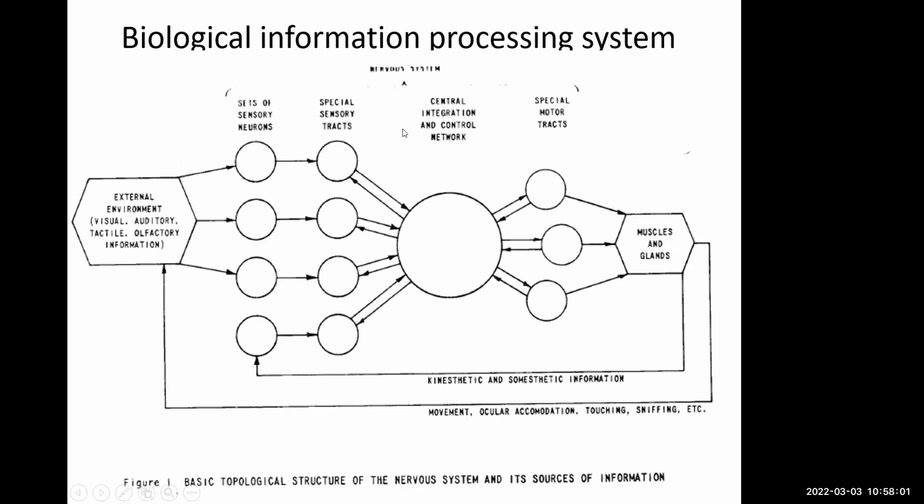Here's one of his early diagrams. The nervous system, how he outlined it, how he titled it. Having the environment feeding in, and then in and back out: sensory tracts, central control network, everything coming out, muscles. That's how he very, very broadly described the nervous system.